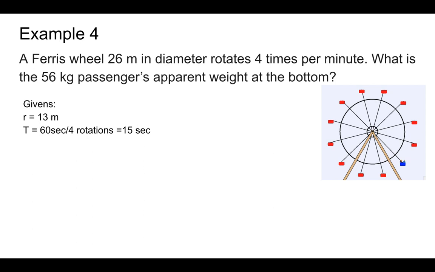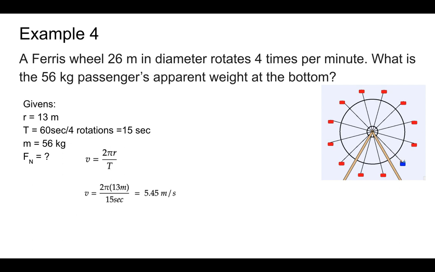Now, from this, we need to find the velocity, but let's finish writing down our givens first. We also know that the mass of the person is 56 kilograms, and we want to know the apparent weight at the bottom, which remember, means we're looking for normal force. First, let's find the velocity. Velocity or speed is equal to 2 pi r over period because we're talking about circular motion here. It's circumference over the time for one revolution. Plugging in our numbers, we get 2 times pi times 13 meters divided by 15 seconds, and we end up getting 5.45 meters per second for our velocity.